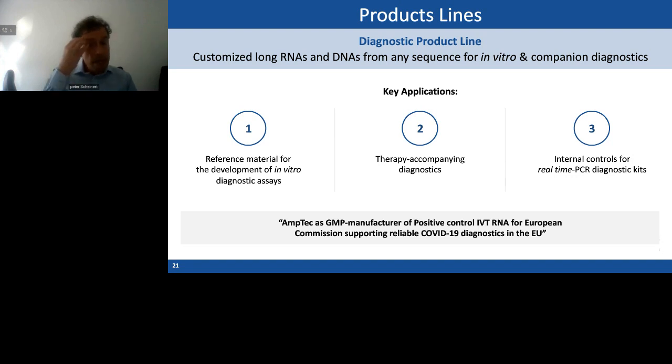And we were very happy that also during the current COVID times, the European Commission has reached out to AMTIC in order to manufacture GMP-grade positive control materials, RNAs, to support reliable COVID-19 diagnostics in the EU and also worldwide in a later step. So this is certainly for us a good kind of advertisement, and also a good kind of acknowledgement of AMTIC, that the EU has reached out to us to support worldwide laboratories engaged in COVID-19 diagnostics.